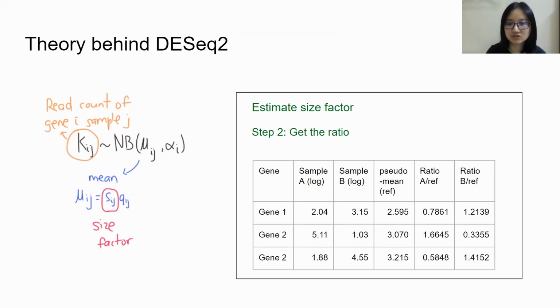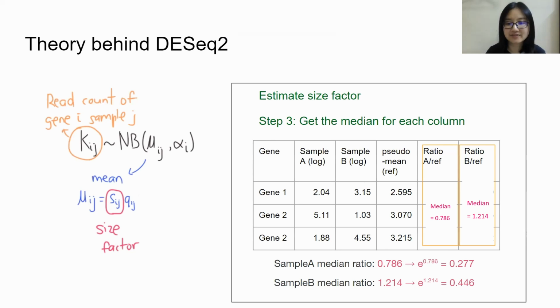And after that, we get the ratio of the sample referring to the pseudo mean. From the list of the ratios, we can get the median of the sample. DESeq2 uses the median instead of the mean, which is also a way to eliminate the effect of outliers. So from here we can see a number, let's say this is 0.761. This is the value after log2 transform. Before we convert it into the size factor, we need to convert it back into the normal value, and then it will become the size factor, which is 0.277 for sample A.